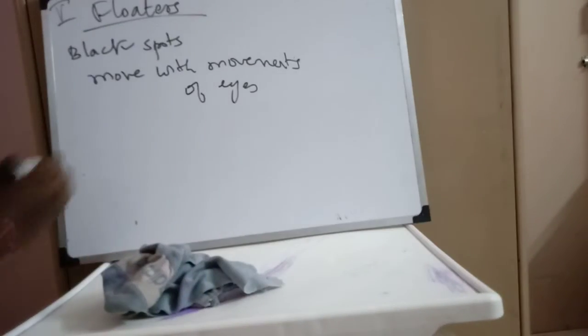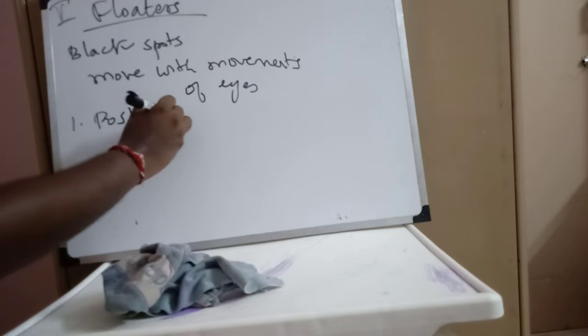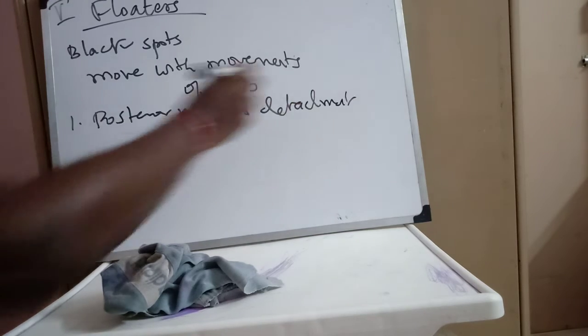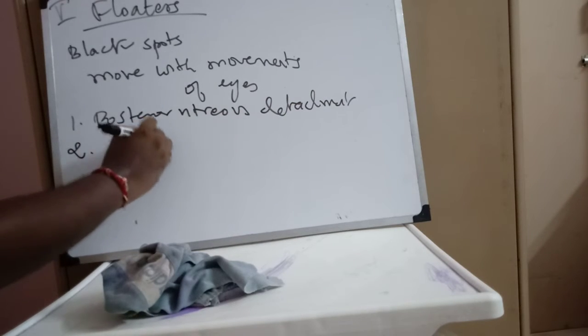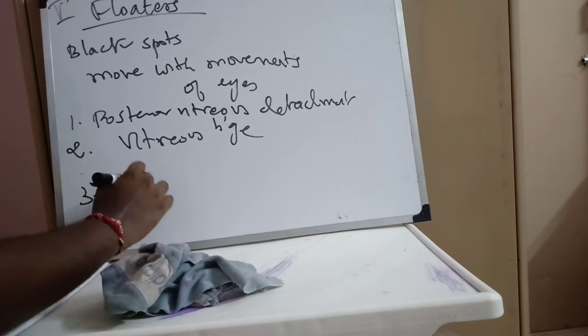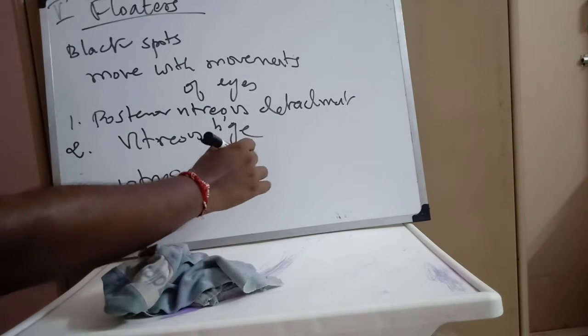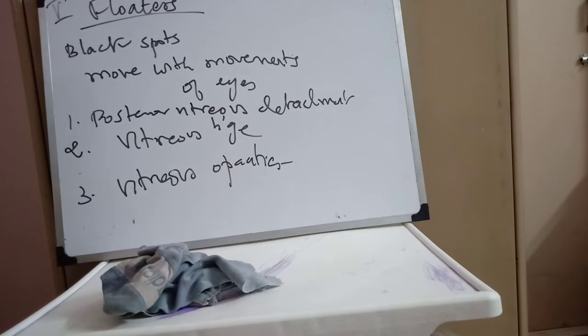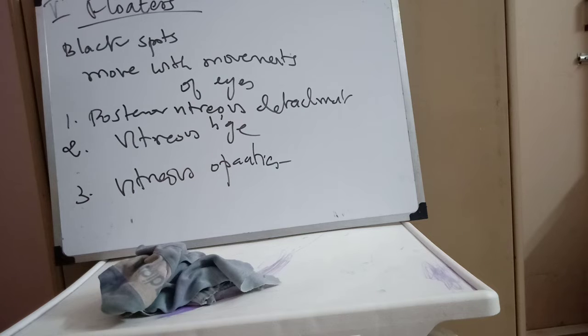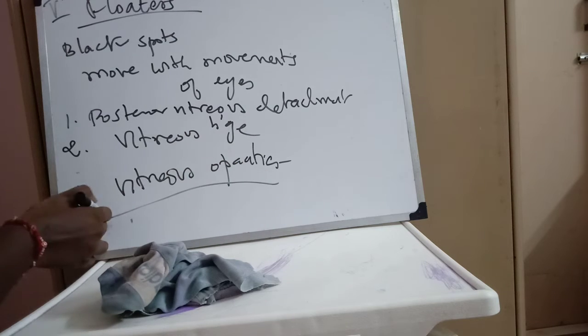So what are the different causes of floaters? The first cause is posterior vitreous detachment. Next, vitreous hemorrhage. And the third one, you are going to have various vitreous opacities. Listen carefully, it can be muscae volitans. It can be asteroid hyalosis, synchysis scintillans, inflammation of the posterior segment of the vitreous. Vitreous opacity is one of the different causes.